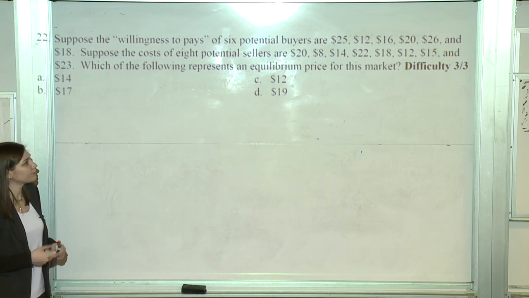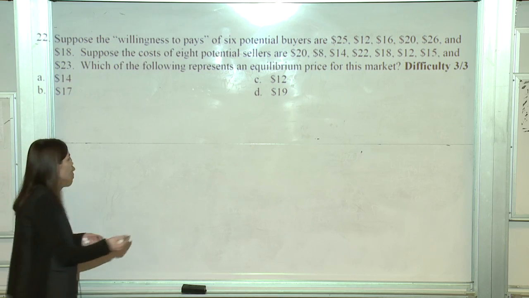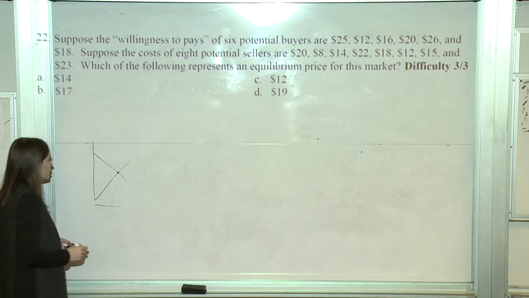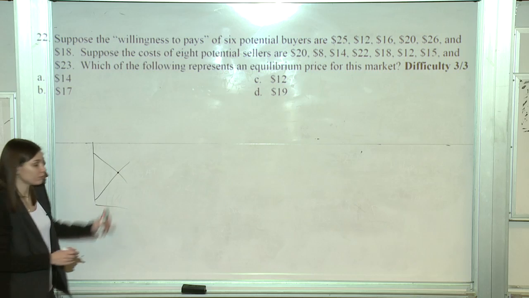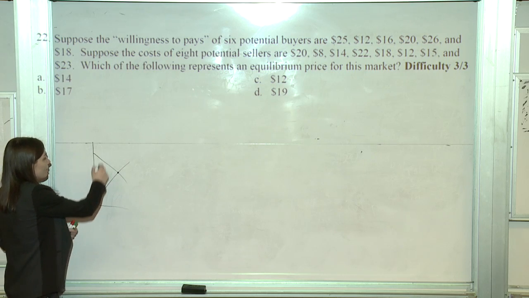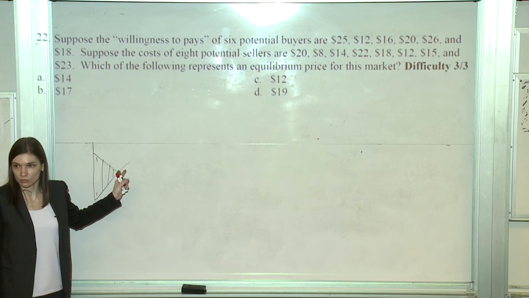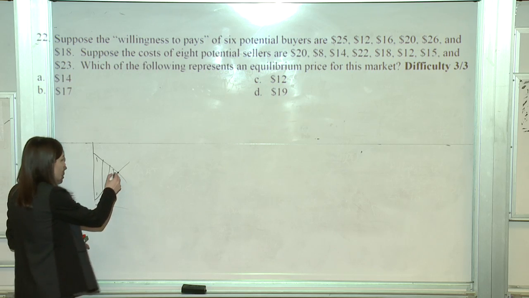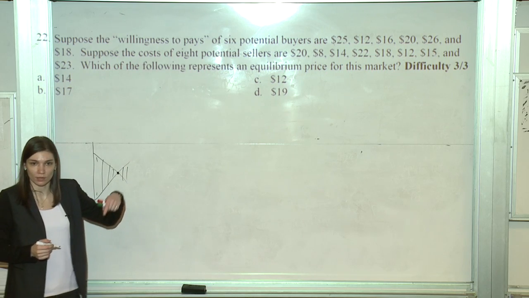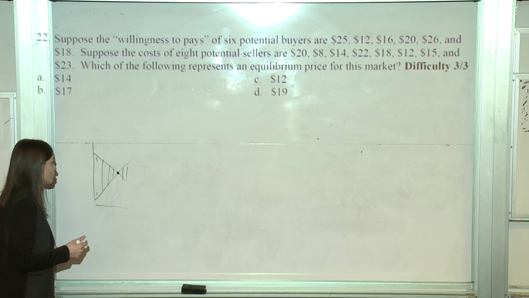So we have 6 buyers and 8 sellers. We know that the equilibrium is going to happen at some point. Before that, look what happens before that. The willingness to pay is higher than the seller's cost, right? Then as they meet at some point, and after that, the supply curve is above the demand curve, so the seller's cost is going to be higher than the willingness to pay of buyers.